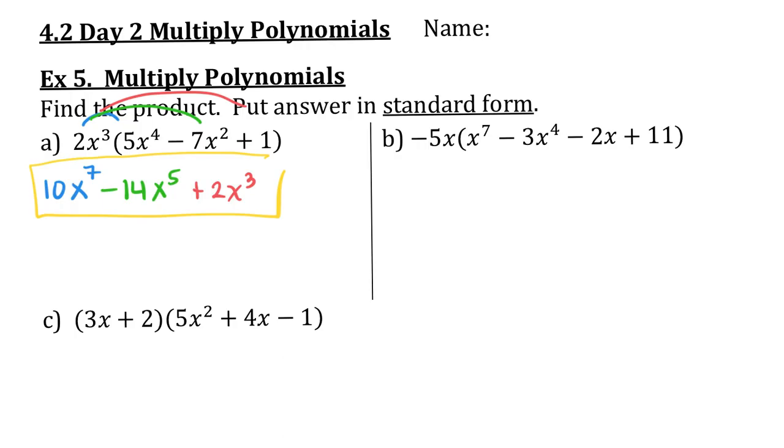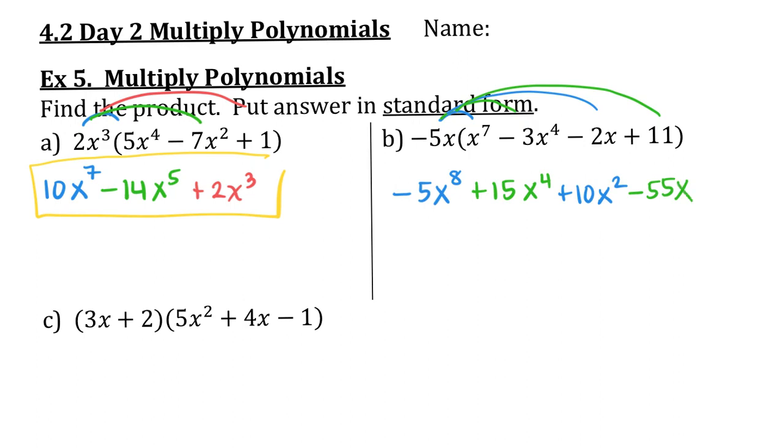Just watch your signs. Negative 5x times x to the second. Negative 5, x times x to the second, is x to the eighth. Negative 5 times negative 3 is positive 15. x times x to the fourth is 1 plus 4, x to the fifth. Negative 5 times negative 2, positive 10. x times x is x squared. Negative 5 times 11, negative 55x. No like terms, already in standard form.